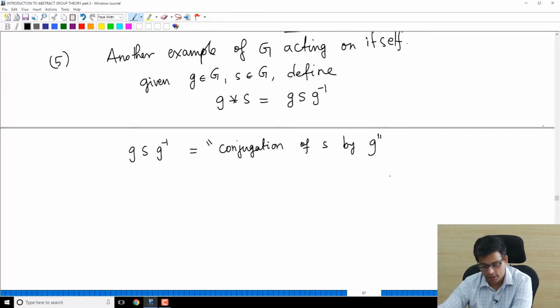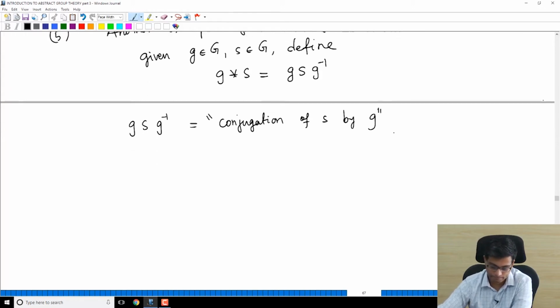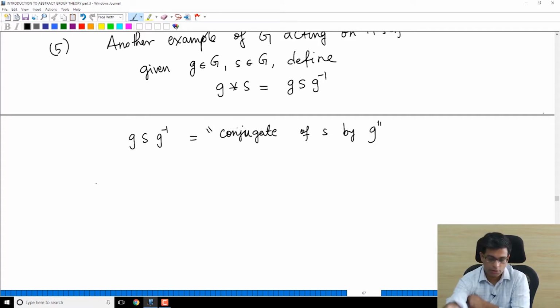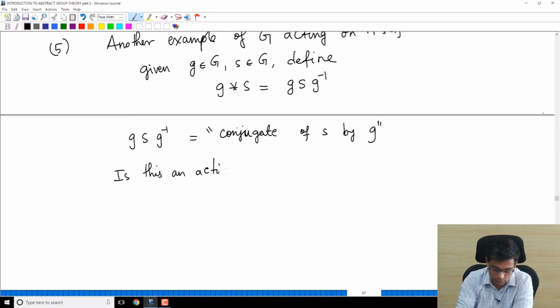This is the conjugate of s by g. So I should not write conjugation, it's called conjugate. The process of doing this is called conjugation. So is this an operation? Is this an action? Let's check this. Is this an action?